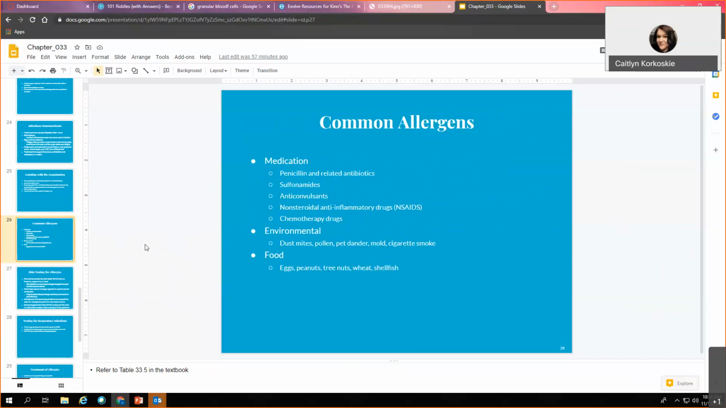So some pretty common allergens would be, so sometimes medications can cause allergic reactions. Someone is here to deliver something. Hold on one second, guys. I'm so sorry.